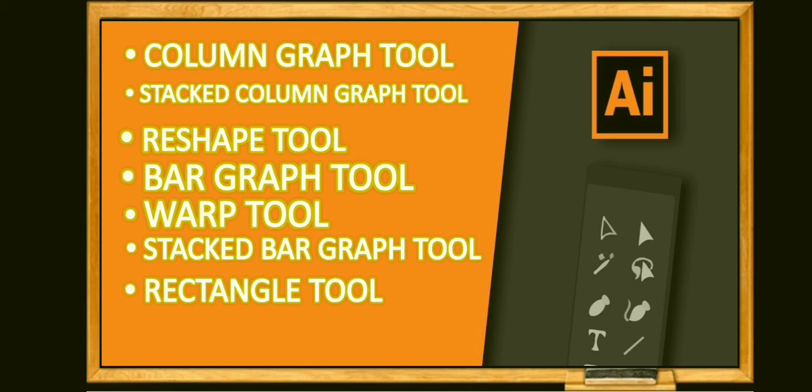Next is the rectangle tool. Rectangle tool draws squares and rectangles. Next is the twirl tool. It creates swirling distortions within an object.